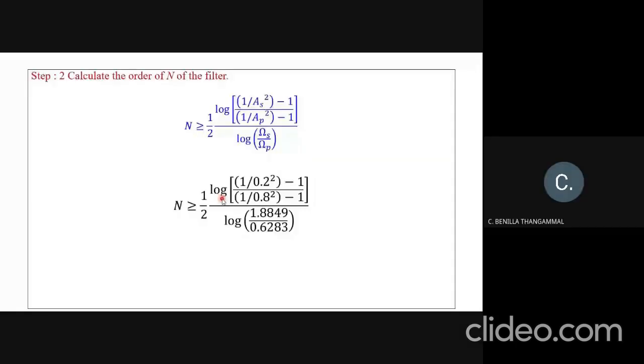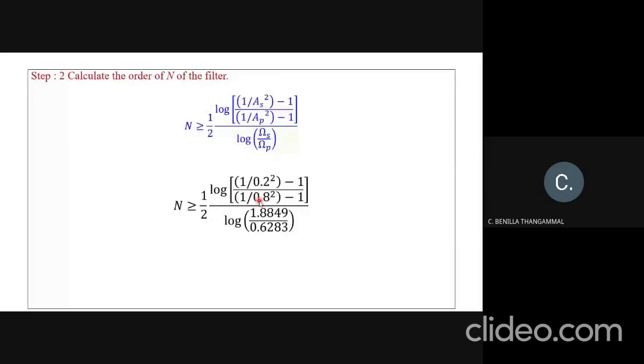Take your calculator, keep it in radian mode: log, open bracket, open bracket, 0.2 square inverse minus 1 close bracket divided by open bracket 0.8 square inverse minus 1 close bracket, close bracket, divided by open bracket 2 into log open bracket 1.8849 divided by 0.6283 close bracket, close bracket. If you press equal to, you will get your answer.